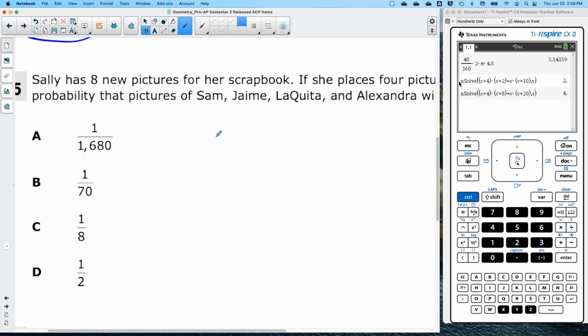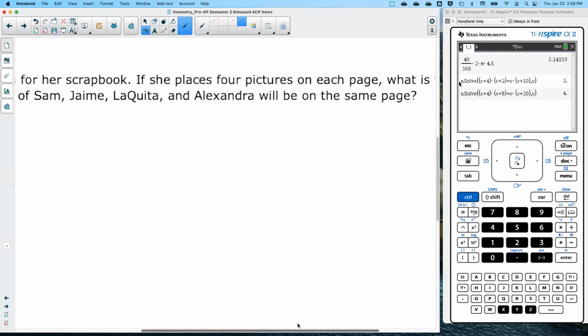You need a formula for this. But what's the probability of putting Sam on the first page? One out of 8. There's 8 pictures. What's the odds of getting Sam on one of the pages? I don't think this is actually gonna be right. I'll tell you in a second. I think it's D. I think it's B. Because you're gonna put 4 on each.